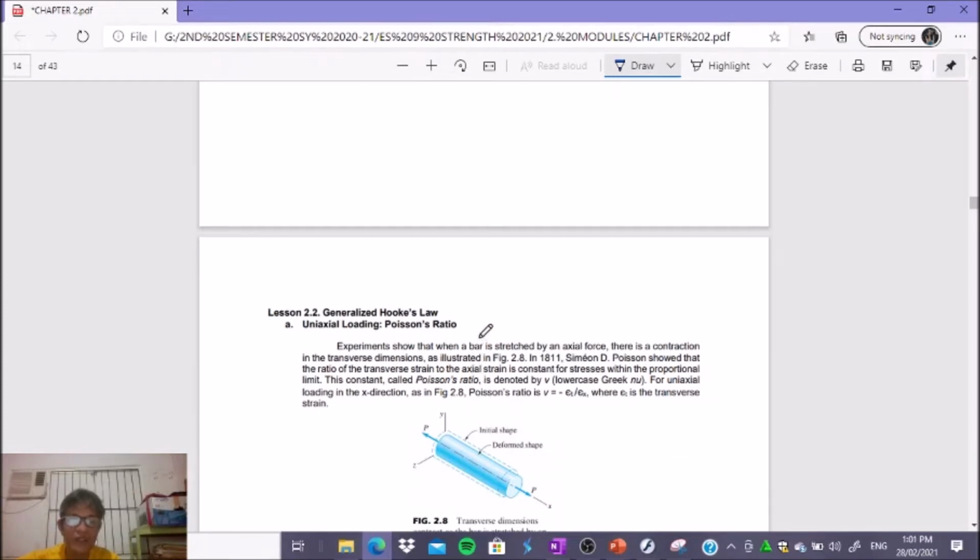Bakit ito tinawag na General Hooke's Law? Now, because we will now consider deformation in the x, y, and z direction. Now, we have the General Hooke's Law as described in lecture number 2.